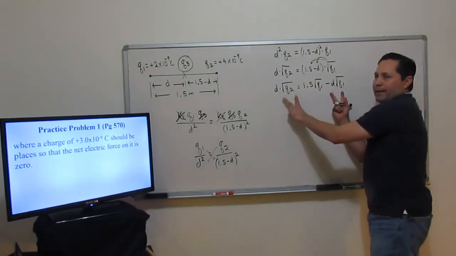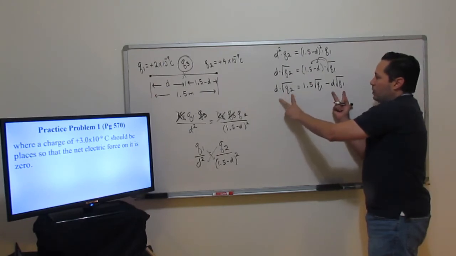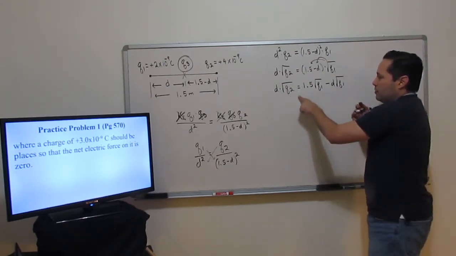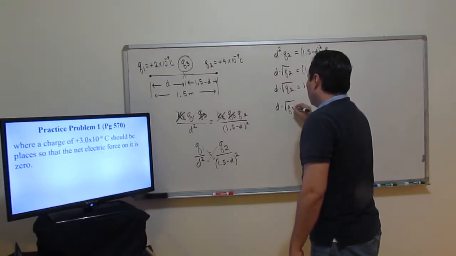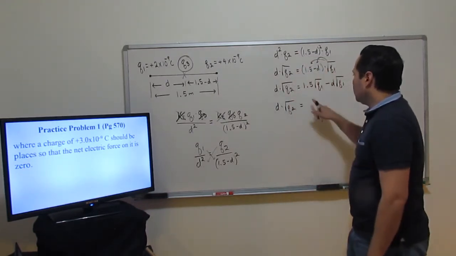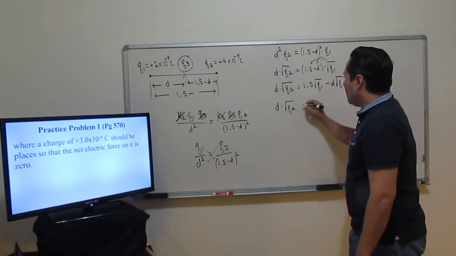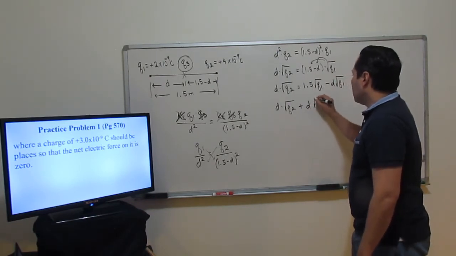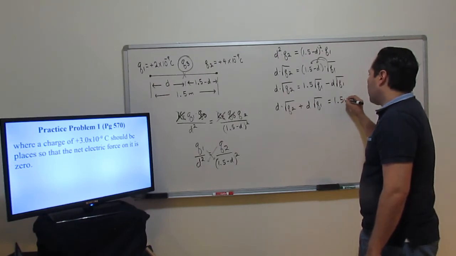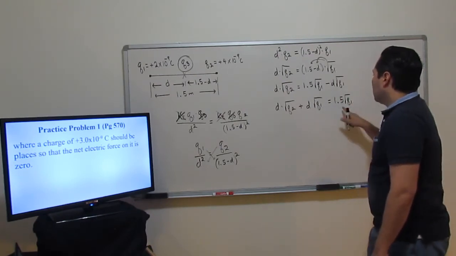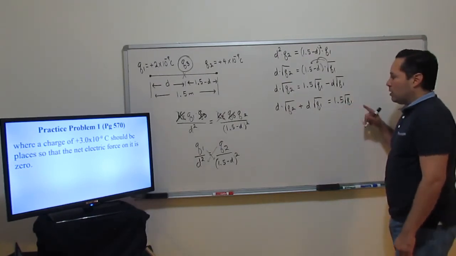Now we're going to collect like terms. Both of these have a D in the front, so we're going to move it over because that's a negative, it's going to become positive. So we have D times square root of Q2 plus D times square root of Q1 equals 1.5 times the square root of Q1.